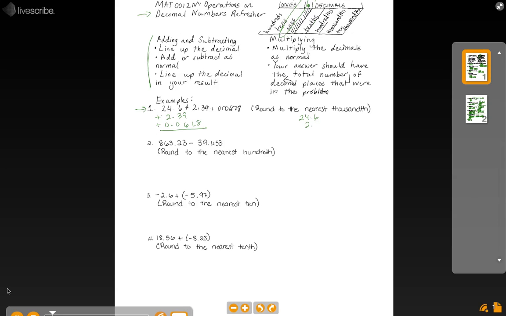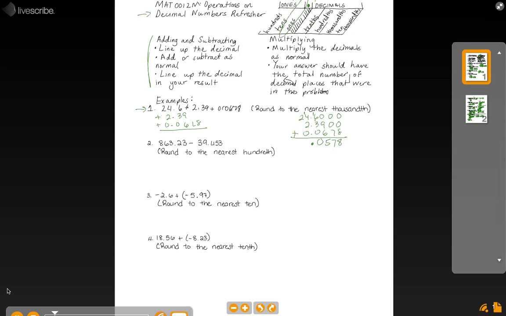24.6, 2.39, and 0.0678. I'm going to add zeros everywhere that I need to fill in place values. So let's go ahead and add straight down. 0 plus 0 plus 8 is 8. 0 plus 0 plus 7 is 7. 0 plus 9 plus 6 is 15, but we have a 1 that we need to carry. 1 plus 6 is 7. 7 plus 3 is 10. We need to carry a 1.